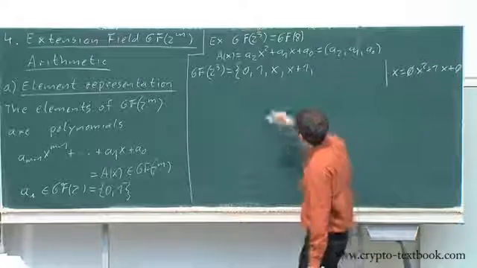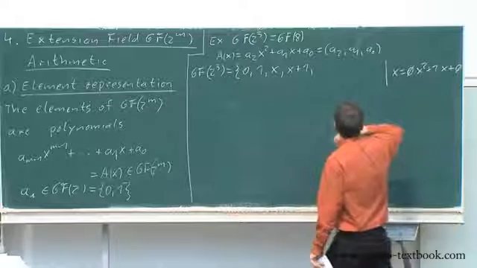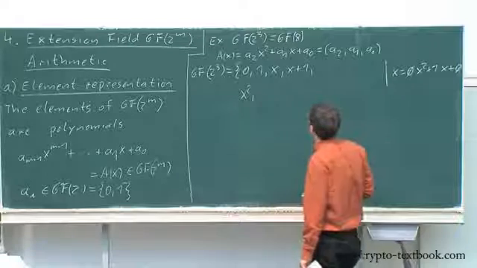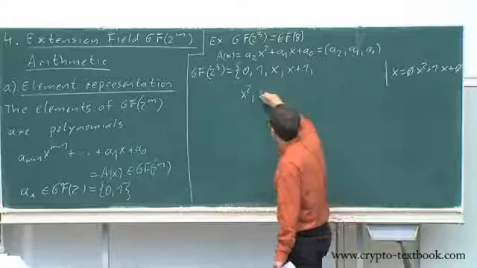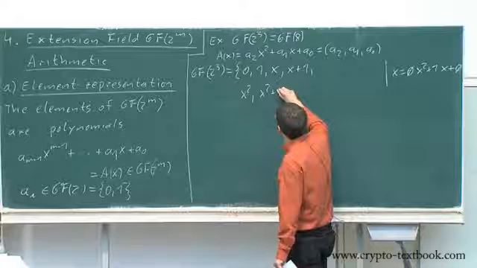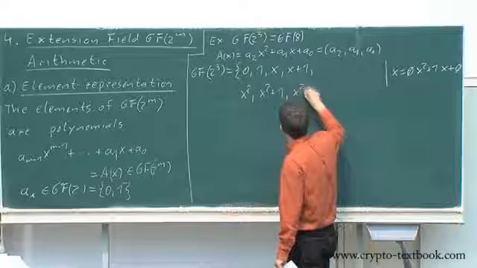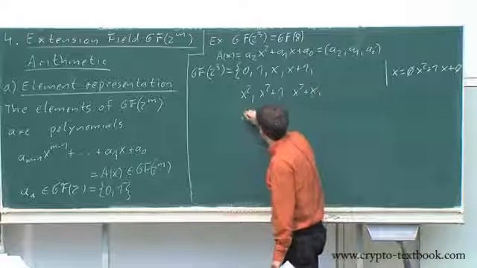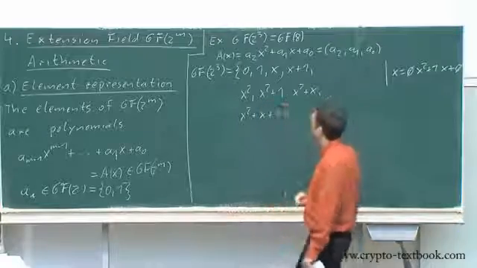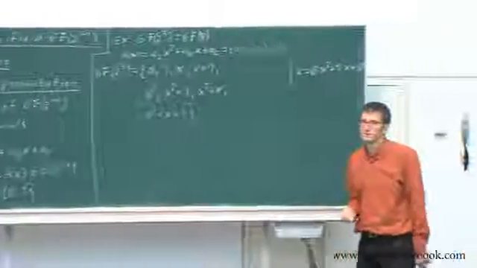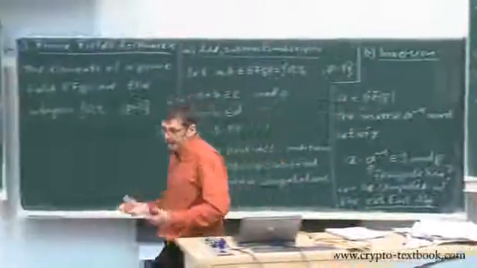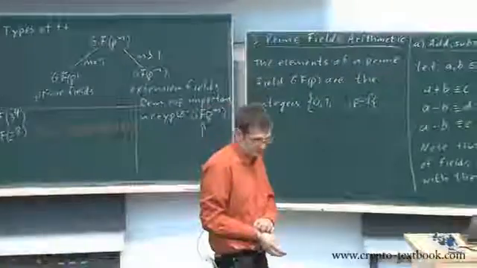The next thing I have to do, I have to increase A2. And the easiest thing is I just have x squared. Then I do x squared plus 1, x squared plus x, and x squared plus x plus 1. Okay. These are the 8 elements of GF2 to the 3.